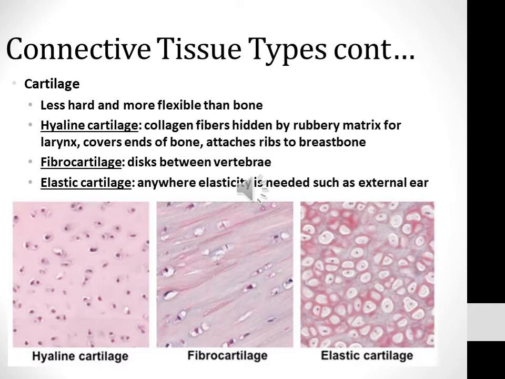Fibrocartilage, we're going to start seeing more collagen fiber. They're going to resist tension and compression. Here you have the meniscus of the knee, your intervertebral discs, so those discs you find between your vertebrae. And then elastic cartilage is anywhere elasticity is needed, such as your external ear. So it's flexible but strong. You've got an ear, you've got an auditory canal. Those are types of elastic cartilage.